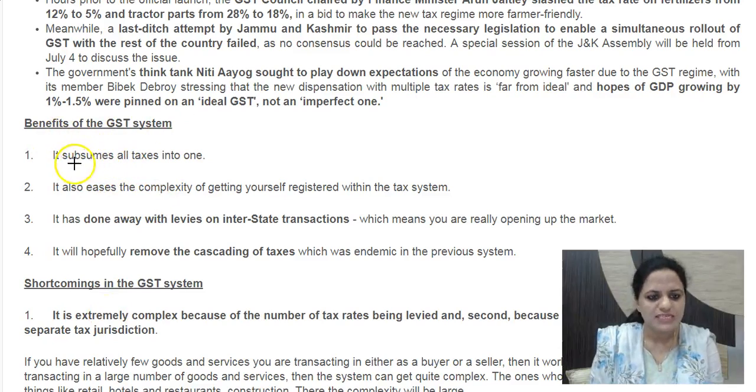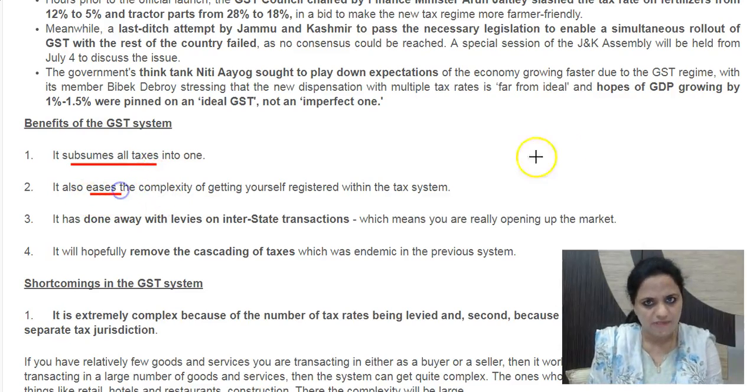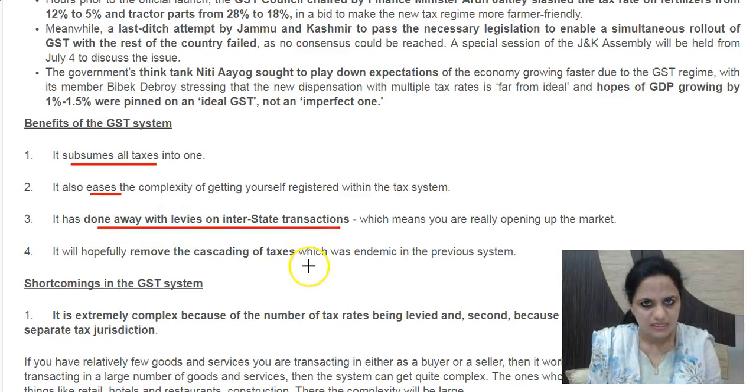So the benefits of GST are that it subsumes all taxes. Many central and state taxes are coming together under GST. It eases the process of registering yourself for the taxation system. You don't have to register for different taxation norms and regimes. You have only one taxation system in which you have to register, that is GST. It does away with interstate transactions. There are no interstate barriers anymore. The tagline for GST is one nation, one tax. And it removes the cascading of taxes, because you otherwise have to pay taxes on taxes.